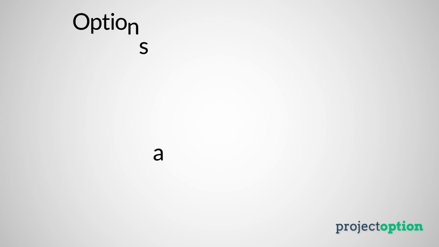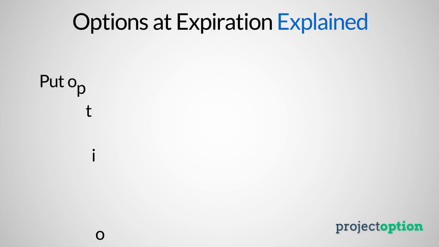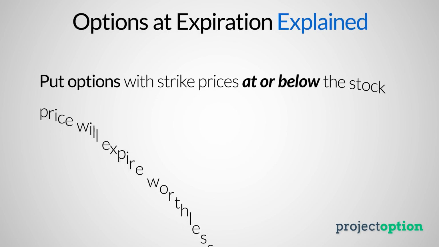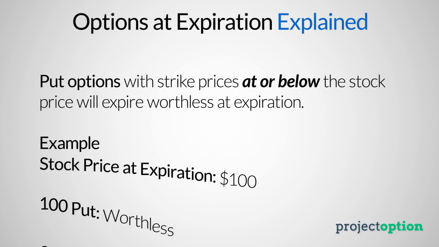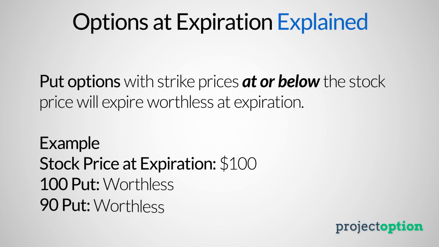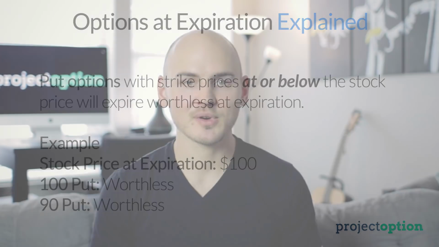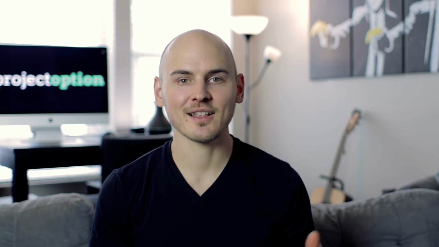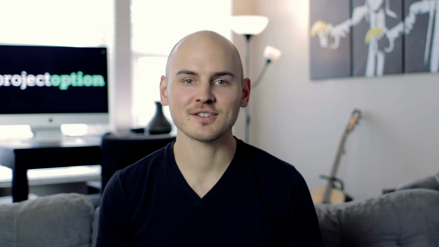Now on the put side of the equation, put options have no intrinsic value when their strike prices are below the current stock price because there's no value in using the put option to sell shares of stock below the current stock price, or at the put's strike price. So for instance, if the stock price is at $100 and a put option has a strike price of $90, that 90 strike put option will have no intrinsic value, and at expiration, if the stock is at $100, that put option with a strike price of $90 will expire worthless and it will just disappear from the accounts of the traders who have that option.